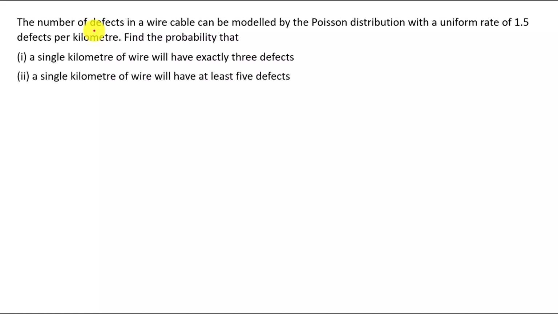The number of defects in a wire cable can be modeled by a Poisson distribution with a uniform rate of 1.5 defects per kilometer. Find the probability, and we have 2 options here. So let's first write, we're going to have a Poisson distribution with our 1.5 as lambda, and I like to make a note that this is per kilometer, because in parts of questions, part 3 or part 4, if we had that, this could change.